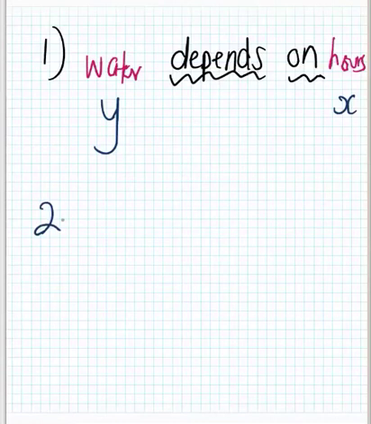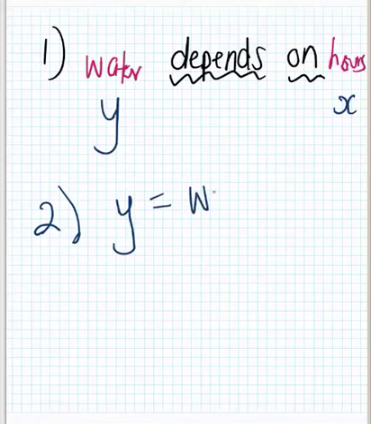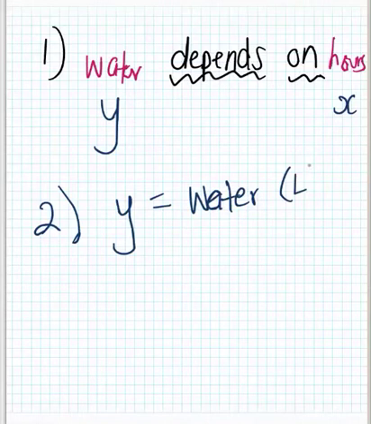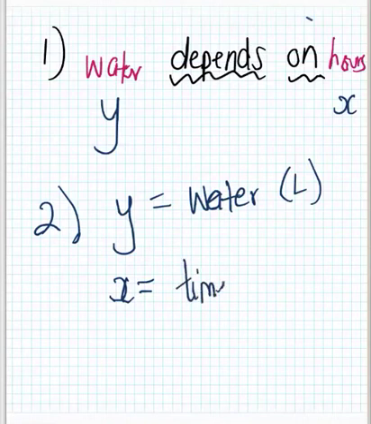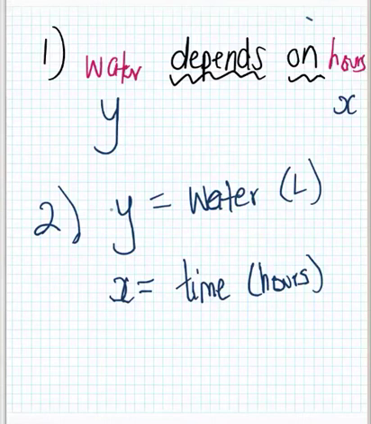So step two, to state our variables, we simply do this. Y is water in the tank, and also state your units. The units we are using are liters. We can put that in brackets. And x represents how many hours have passed. Now, you can just write hours, or if you want to be more specific, x represents time, and the units are hours. But if you write hours, that's fine. So that's step two. We have stated our variables, so we know clearly y is water, units are liters, x is time, the units are hours.